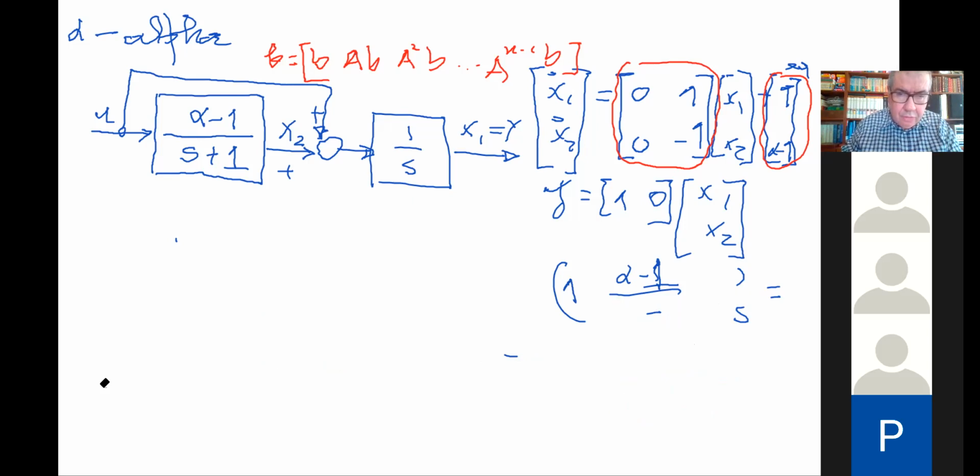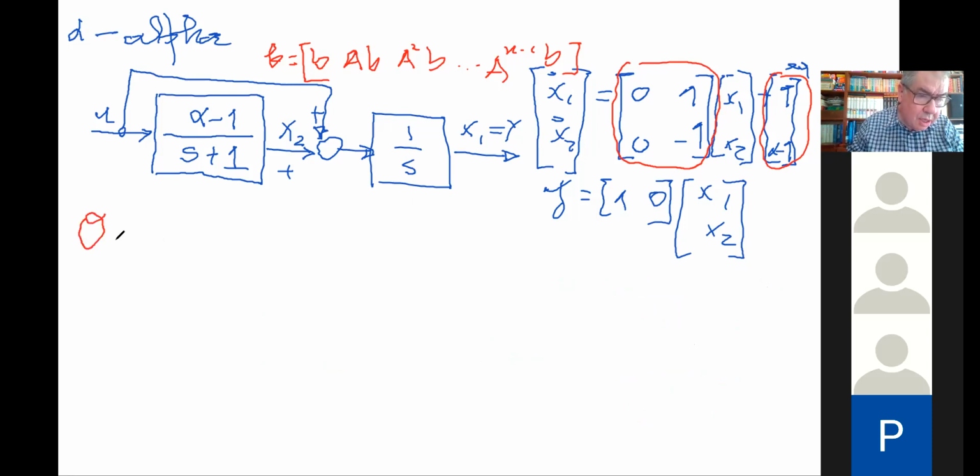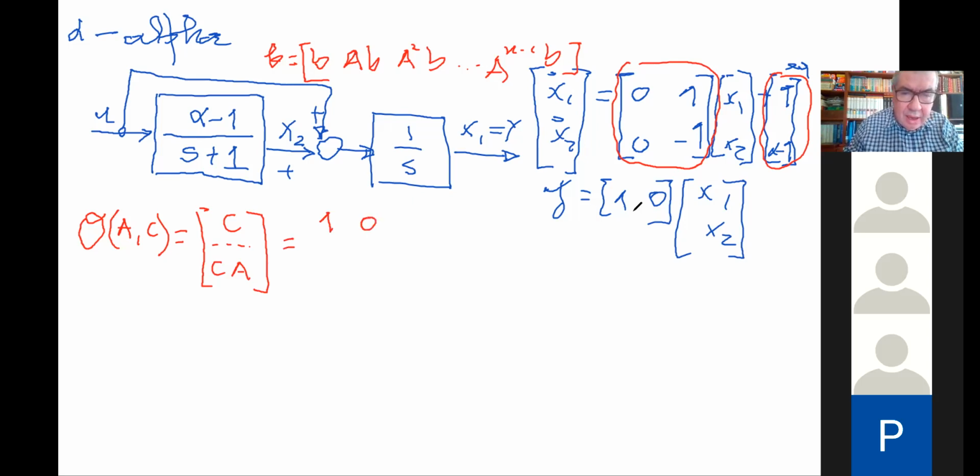So for observability, what is the observability matrix? You remember? It's O of A, C. It's C, then CA. Then it would continue to be CA squared and so on. But we have n equal to 2, so we just have this. So this is 1, 0. And CA, that's 0, 1.